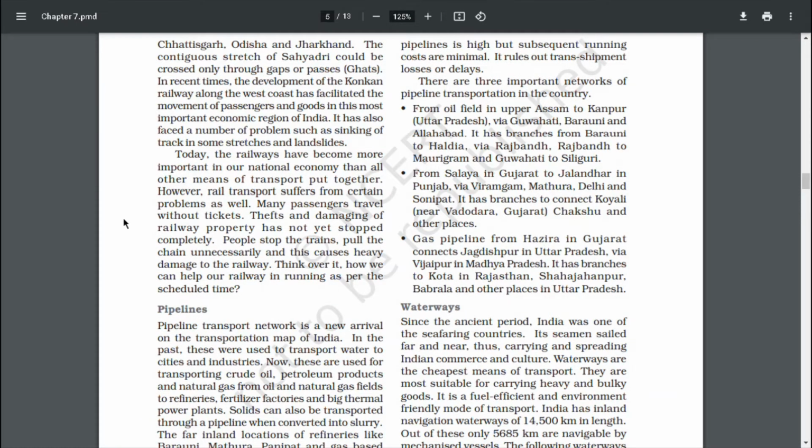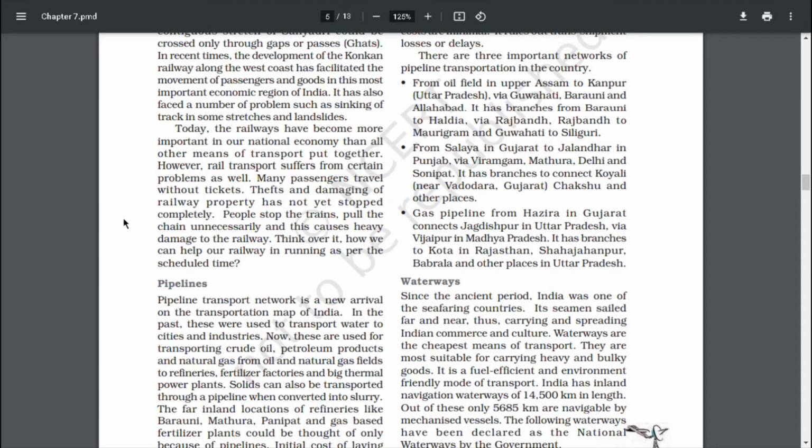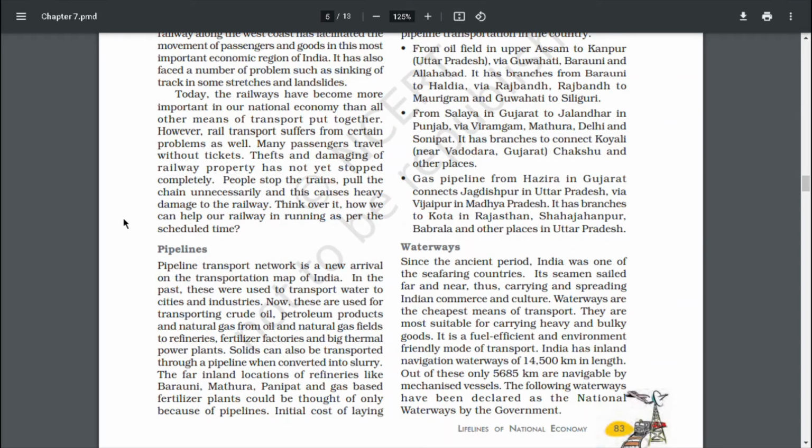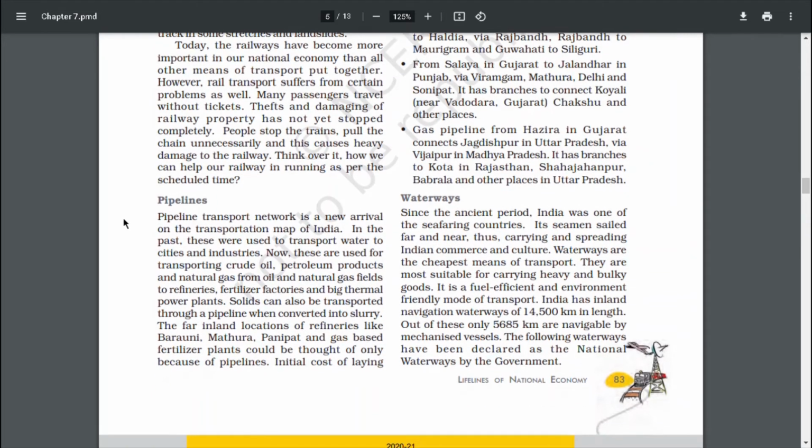There are three important networks of pipeline transportation in the country. First, from oilfield in Upper Assam to Kanpur, Uttar Pradesh, via Guwahati, Barauni, and Allahabad. It has branches from Barauni to Haldia via Rajbandh to Maurigram, and Guwahati to Siliguri. Second, from Salaya in Gujarat to Jalandhar in Punjab via Viramgam, Mathura, Delhi, and Sonipat. It has branches to connect Koyali near Vadodara, Gujarat, Chakshu, and other places.